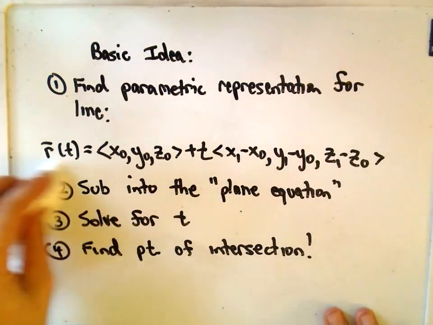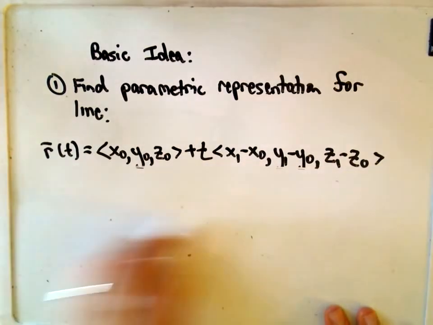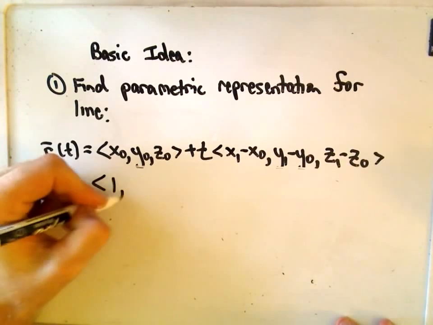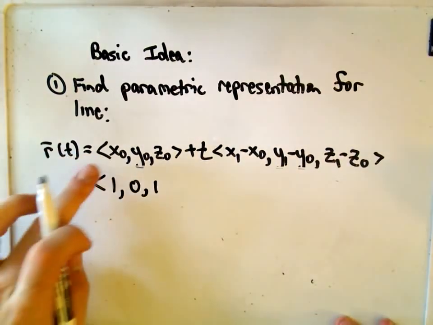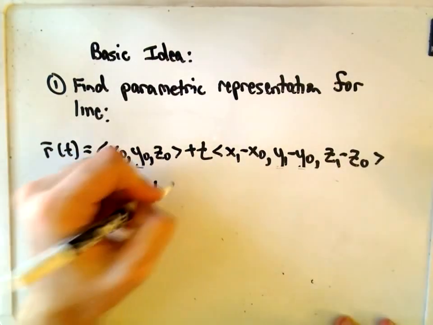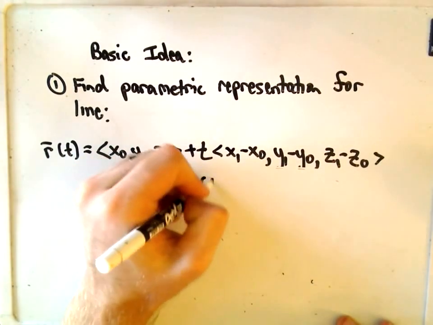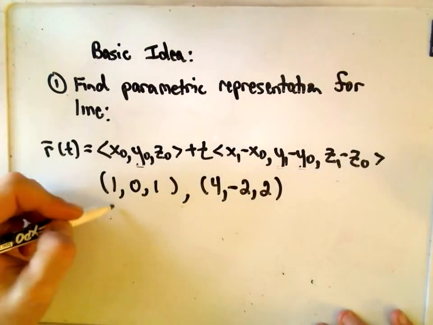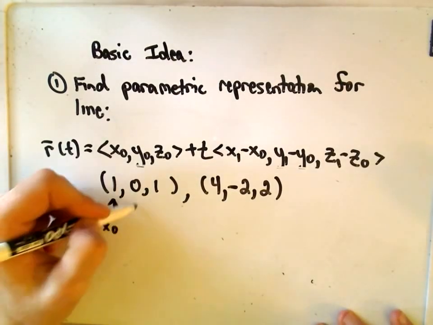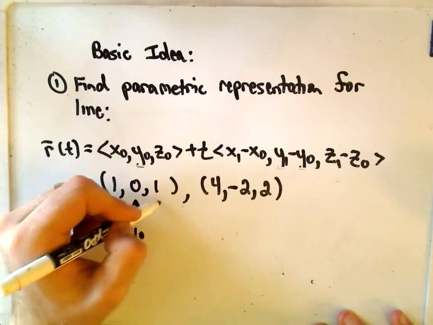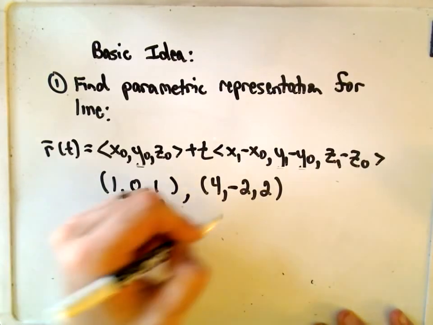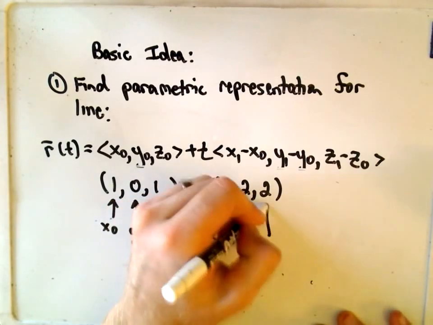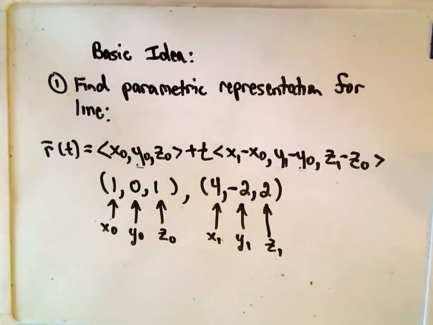So what do I mean here by all of this? Well, again, we had our point (1, 0, 1). Let me just label these first. So (1, 0, 1), and we had this point (4, -2, 2). So this will be my x0, my y0, and my z0. This will be my x1, my y1, and my z1.